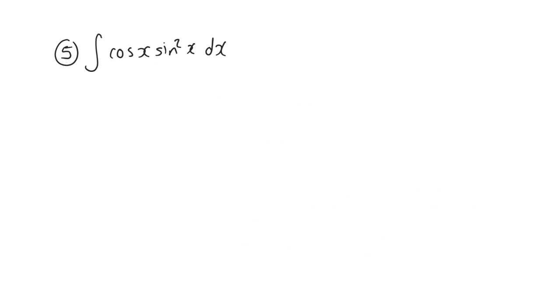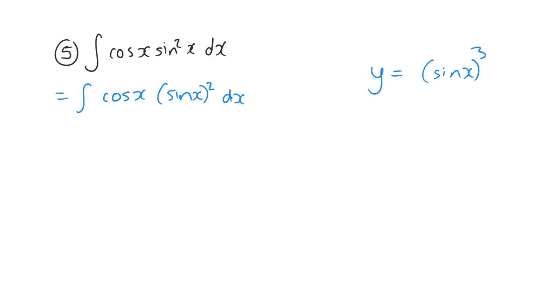Number 5 then, cos x sine squared x, we're integrating. Sometimes people find it easier to write this as sine x all squared instead of sine squared x. And this is one of the questions, the function of a function, where you've got your brackets. So what we do there is we put the bracket up a power. So we'll get sine x cubed.